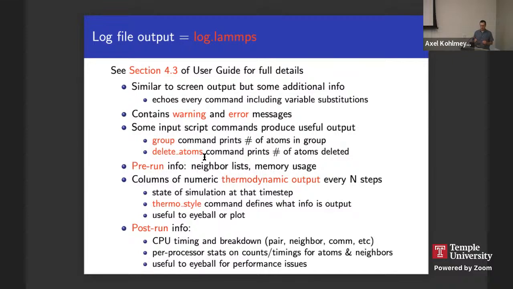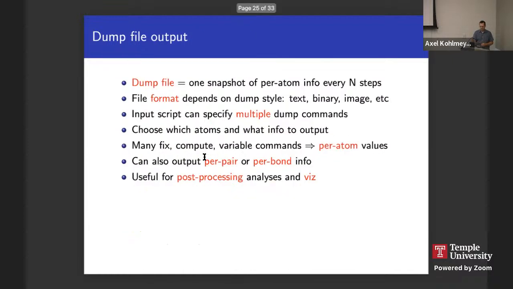And then you get the post-run info. So this includes some CPU timing, like how long did it take to run the simulation, a breakdown of where your time was spent in like computing forces versus the neighbor list versus communication. So you can look at that and see if there's any performance issues like big load imbalance, or one category taking an inordinate amount of time. And then there's also some stats on atoms and neighbors, on the counts and the timings for those as well.